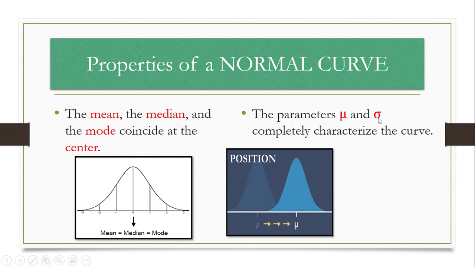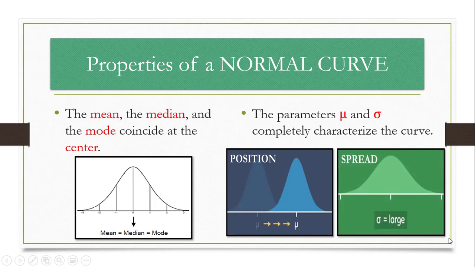Next is standard deviation. It is responsible for the spread. When you say spread, it means how wide or narrow the curve is. If it is wide, you see it's not that high. But if it is narrow, it looks like this. It's greater in height. It is wide if it has a large standard deviation, so it becomes narrower if you decrease the standard deviation.